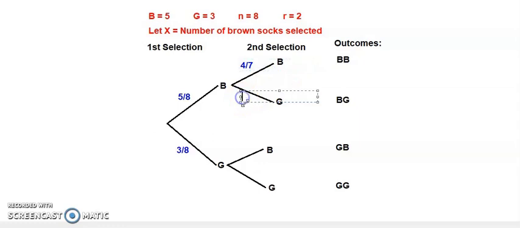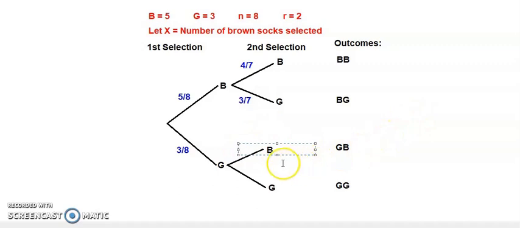So here what is the probability? Here we chose a brown sock, right? So green socks we still have 3. So here it will be 3/7. Again, the total probability for each branch must be equal to 1. 4/7 plus 3/7 equals 7/7, which is 1.